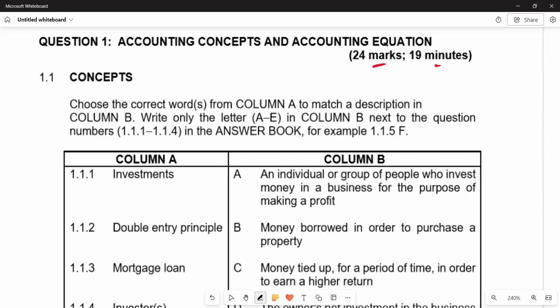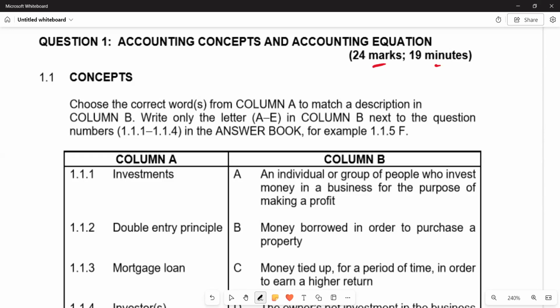The question reads: choose the correct word or words from column A to match a description in column B. Write only the letter A to E in column B next to the question numbers, that is 1.1.1 up to 1.1.4. In the answer book, for example, I give an example that it should be presented as 1.1.5 F. We have a column A and a column B, so we are going to pick our term in column A and match a description in column B. The first one is investment.